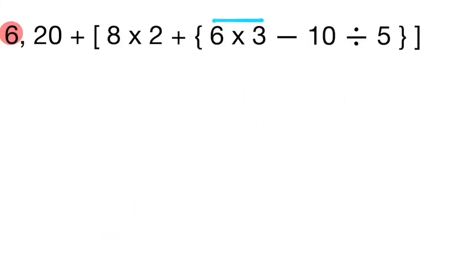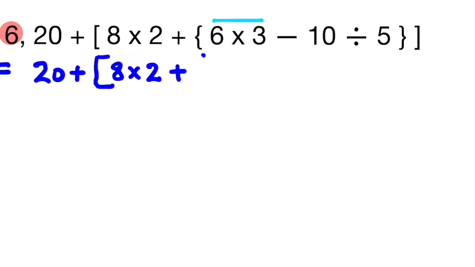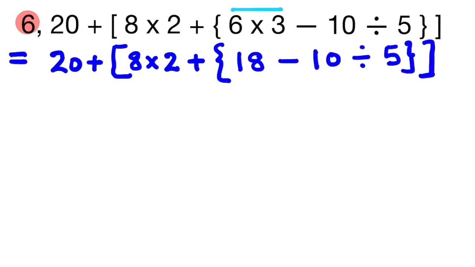Question number 6. The innermost bracket in this numerical expression is vinculum. So we will remove vinculum first. 6 multiplied by 3 is 18 minus 10 divided by 5. The next innermost bracket is curly brackets. So we will remove curly brackets.